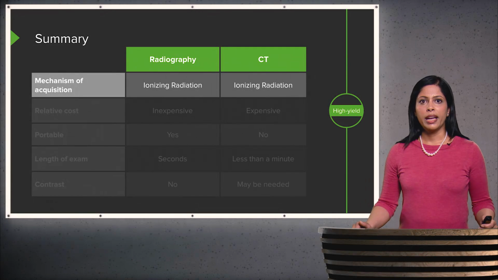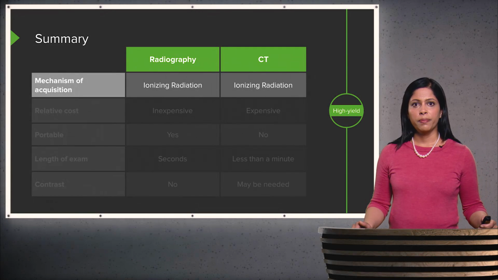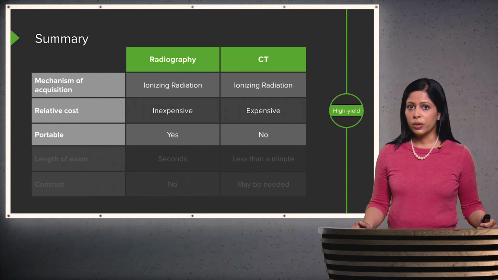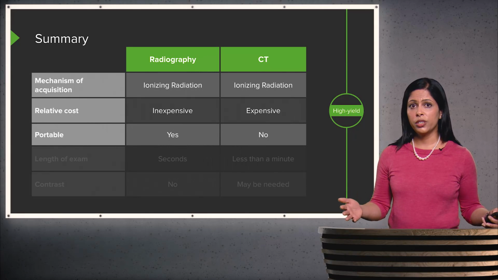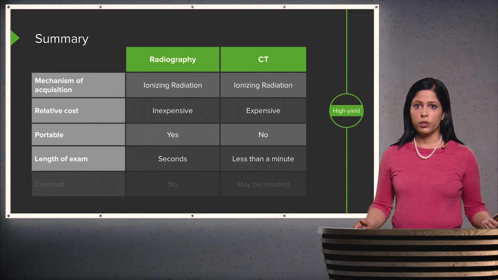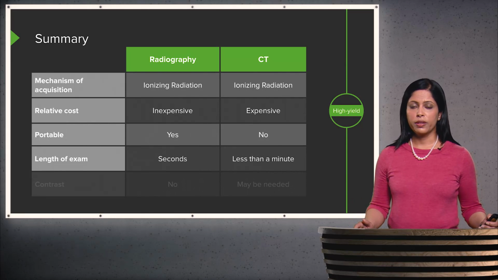So let's take a look at the differences in radiography and CT. In terms of the mechanism of acquisition, both use ionizing radiation. CTs are actually a lot more expensive than a radiograph, and they take a few seconds longer to perform. CTs are not portable. The patient has to go into the CT gantry, while radiographs are portable. So in a patient that's not able to move around, radiographs are a very good way of imaging. Radiographs take just a few seconds. CTs take a little bit longer than that, but really no longer than about a minute or so.